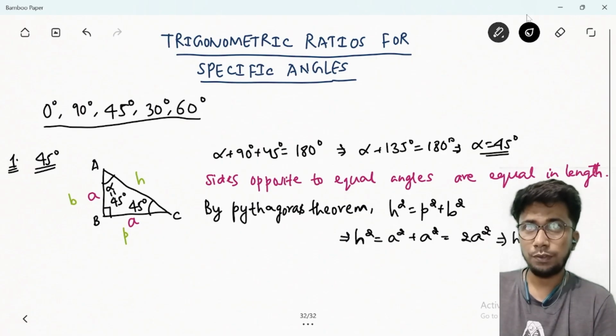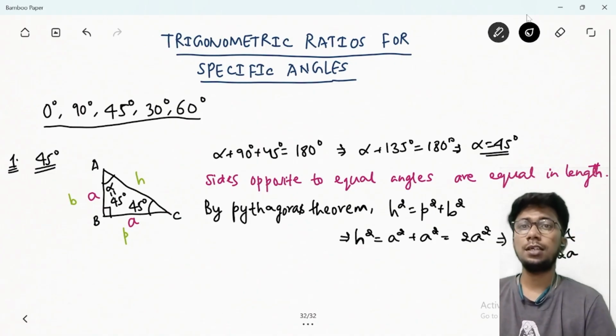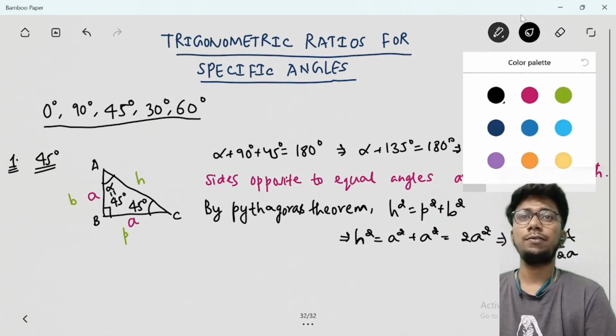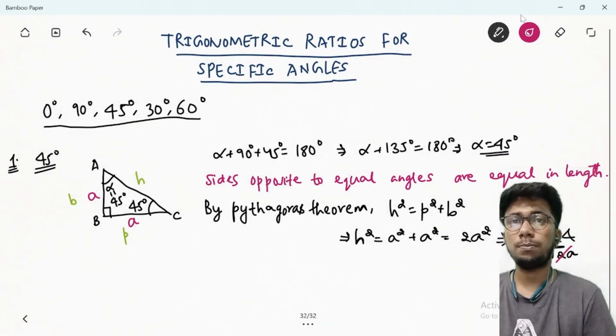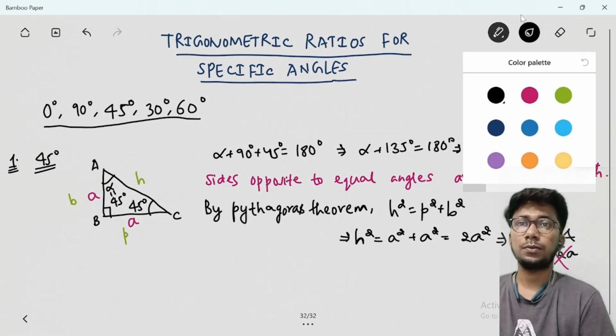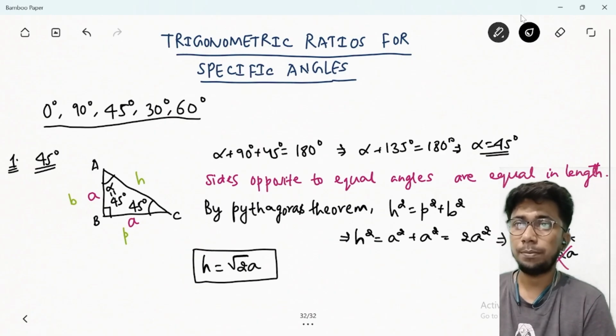This will give you h to be root 2a and minus root 2a. But we have seen earlier that the length of any side of a triangle can never be a negative quantity. So this minus root 2a will be rejected. All right. So finally what we got? We got h is nothing but root 2a. ये हमने calculate करा.